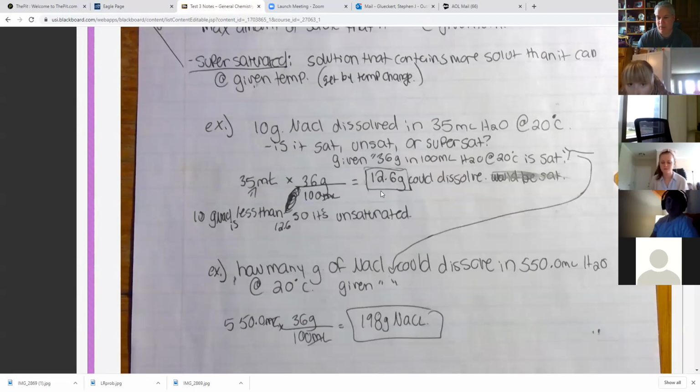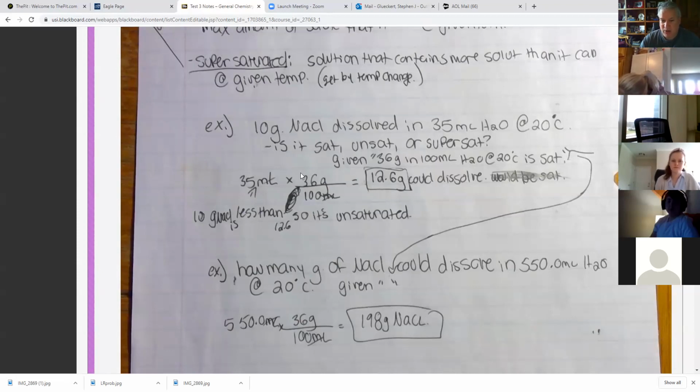So there's a couple different ways of solving this problem. What I like to do is I like to say, okay, I have 35 milliliters of water. What do I know? I know 36 grams of sodium chloride can be contained for every 100 milliliters of water.